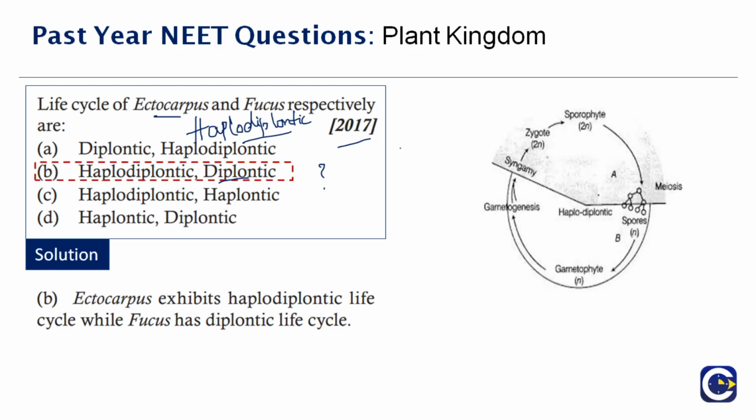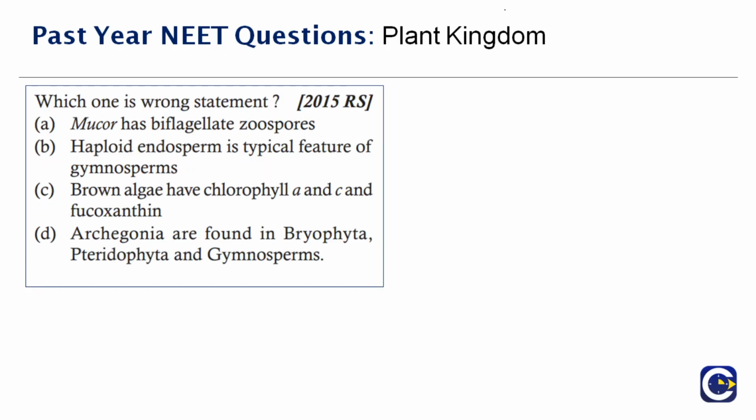To your right side you can see the image of the haplodiplontic cycle here. Here both the stages are dominant, and in diplontic, only the diploid stage will be dominant. Now let's move to the next question. Now look at this question here. Which one of the following is a wrong statement? It was asked in the year 2015.